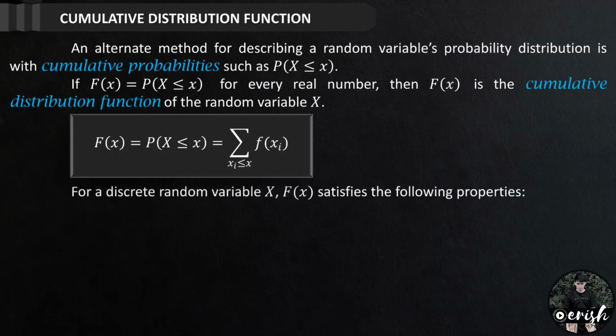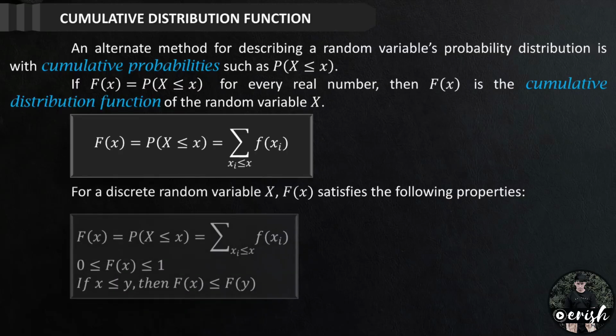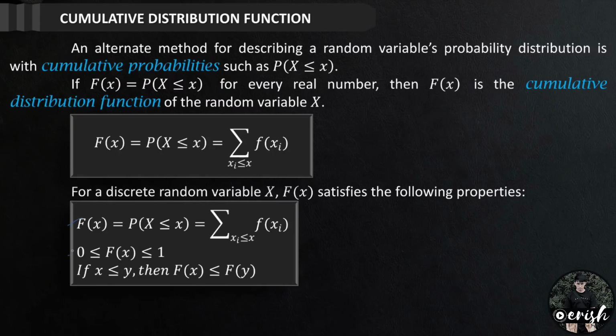For discrete random variable x, f of x satisfies the following properties. So we have three properties for cumulative distribution function. Property 1, 2, and 3. Yung property 1 and 2 natin of a cumulative distribution function simply follow from the definition. And yung property 3 natin follows from the fact that kung yung x natin ay less than or equal y, yung event natin na x less than or equal small letter x is contained in the event na x less than or equal small letter y. So, nandyan siya sa event na yun.